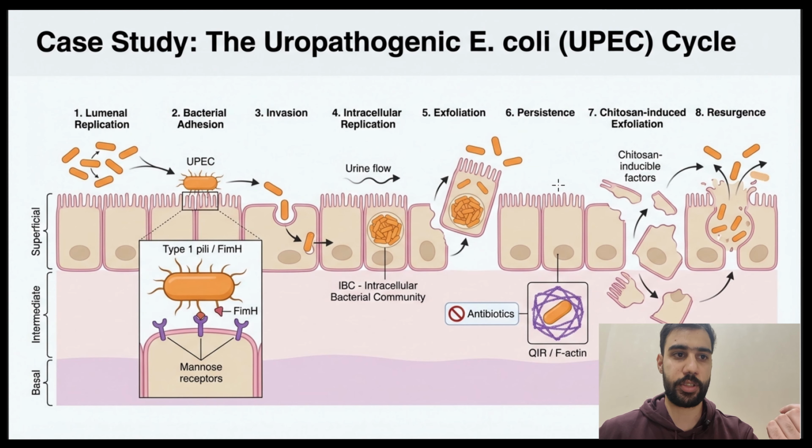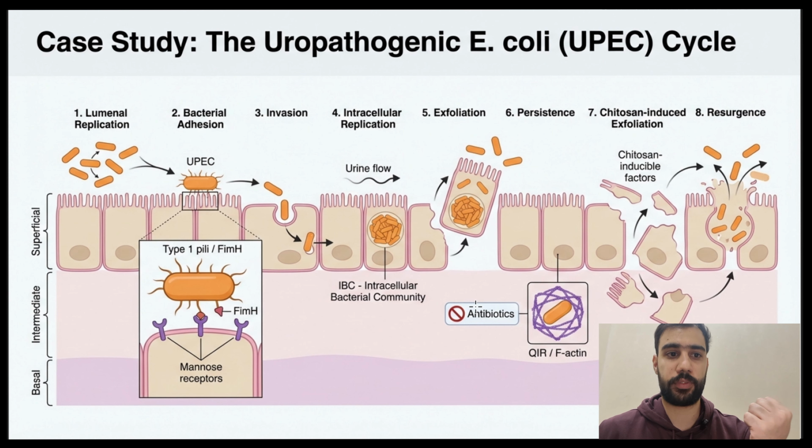This intracellular replication will attack the structure of the cell, and we will have exfoliation of the cell itself. This intracellular bacterial community is a big part of the persistence of E. coli. This is how they persist inside the cell. Then this exfoliation and this gap that happens here will allow the E. coli to get further inside our tissues and maybe into the blood.